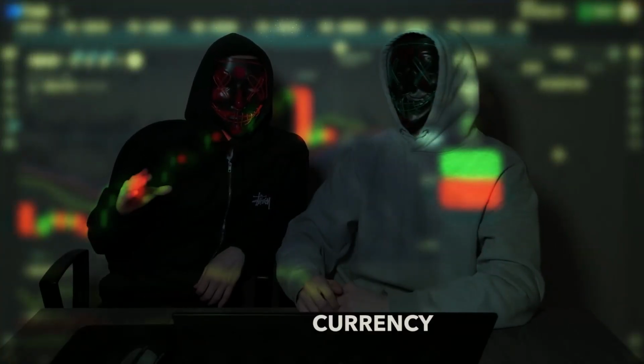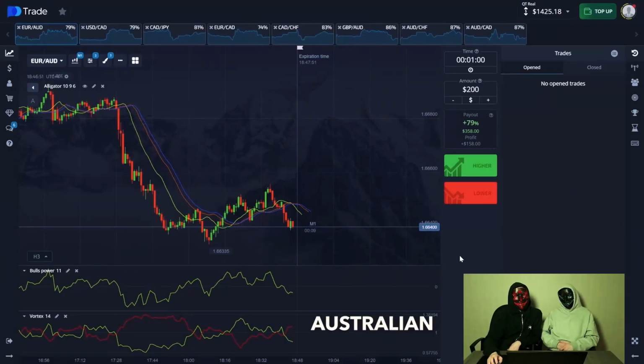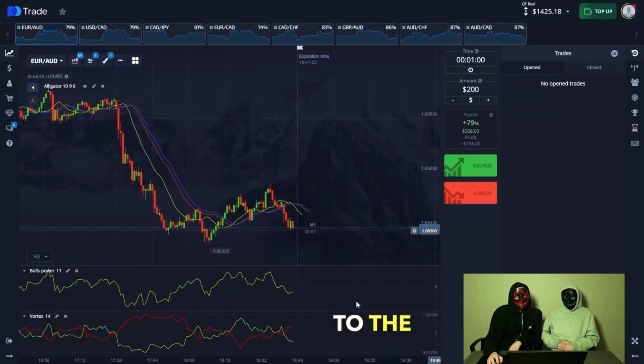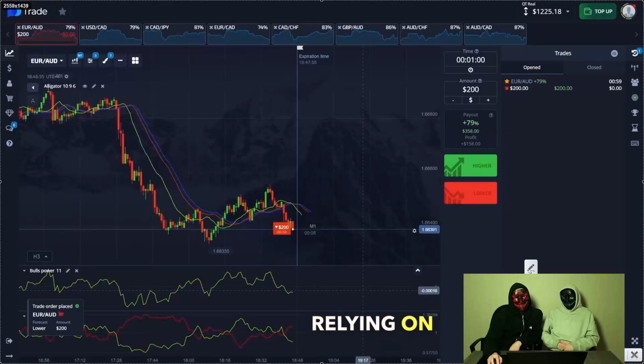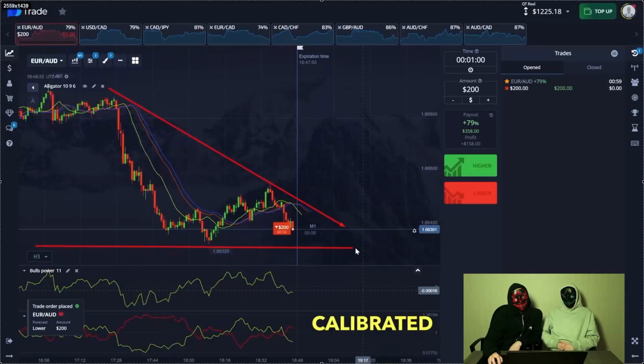It'll be launched by the red currency pair the euro, the Australian dollar. And we'll open according to the trend, friends. Here the situation is declining, it's globally heading down. We're opening downwards, friends, meaning we have a strong downtrend calibrated.